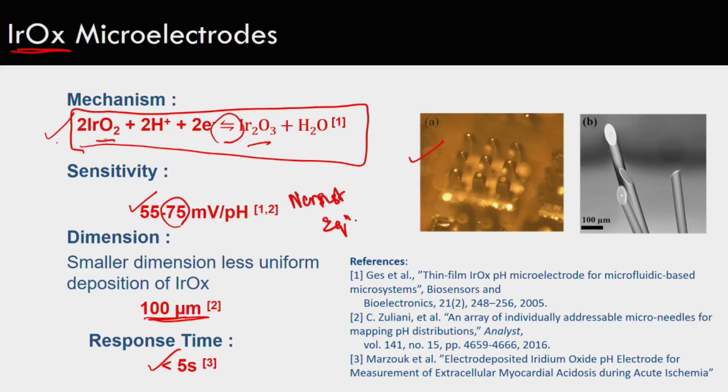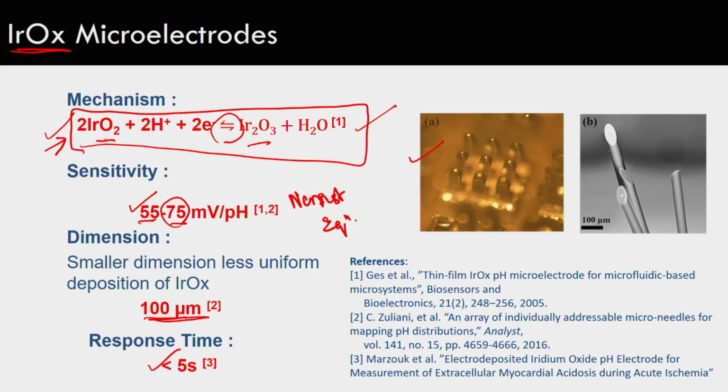Actually, I have shown you one interface reaction. There are 3 possible interface reactions actually happening. This is one of them. That is why the sensitivity varies from 55 to 75. Depending upon what type of reaction is happening, it will be different. So when you are coating iridium oxide layers on the sensor surface, there are many different protocols.